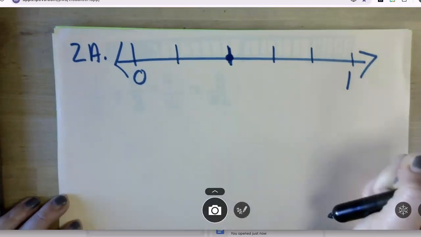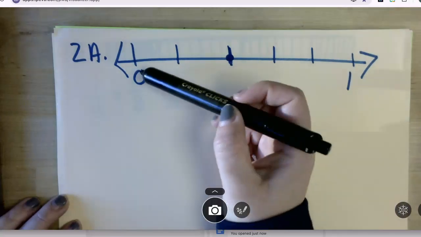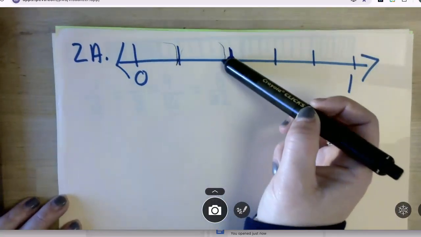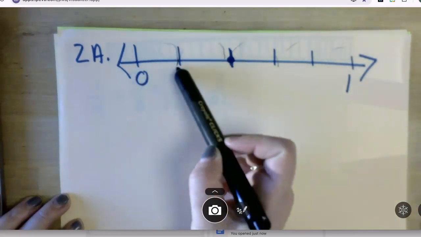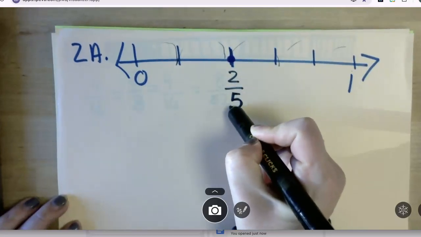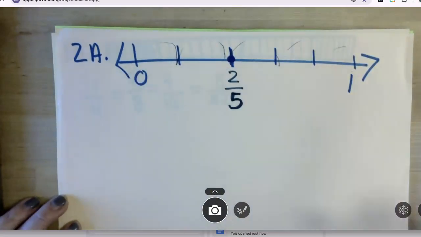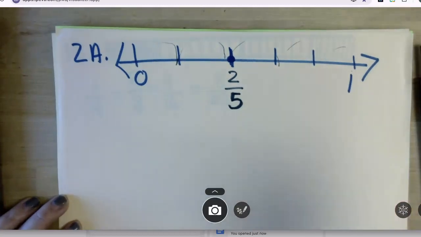Our whole is down here, so we can label this. Remember, we're counting the jumps, not the lines. So let's find our denominator. 1, 2, 3, 4, 5, and I have 2 jumps. So this fraction is 2/5. Just like with our fraction strips, we can partition this number line.